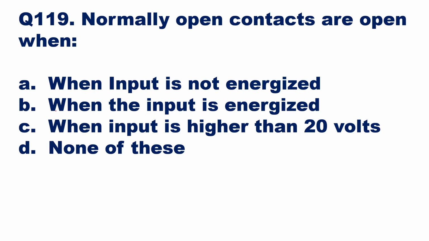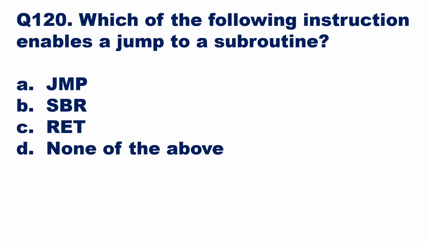Normally open contacts are open when, options are: when input is not energized, when the input is energized, when the input is higher than 20 volt, none of these. So if you take normally open contacts, when the input is not energized, they are normally open only. But when you energize the input, they become closed. Clear? So normally open contacts are open when the input is not energized. So option A is the right answer here. When input is not energized, at that time only normally open contacts are open. Okay. Then we'll go to question number 120.